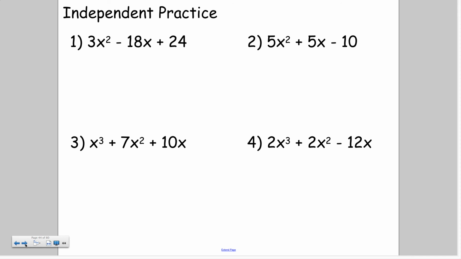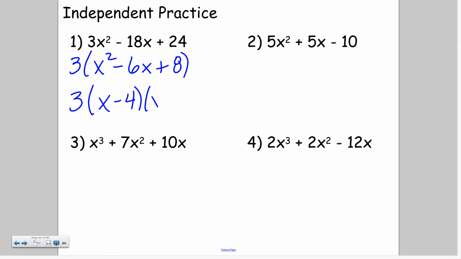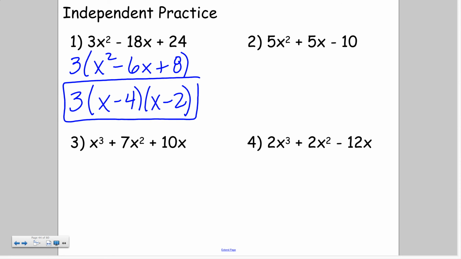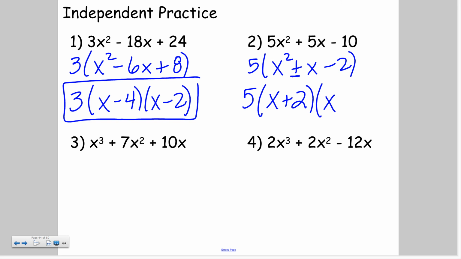Alright, number 1, I'm going to take out a 3. And I'm going to multiply to get 8, add to get negative 6. Bring down my GCF. There's my answer. Alright, number 2, I can take out a 5. Factor to get multiply by negative 2, add to get negative 1. And because that's positive, my bigger number will take that sign, so plus 2 and minus 1.